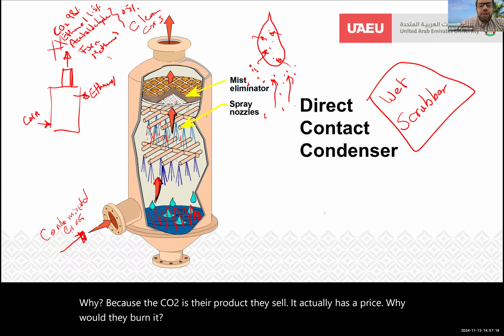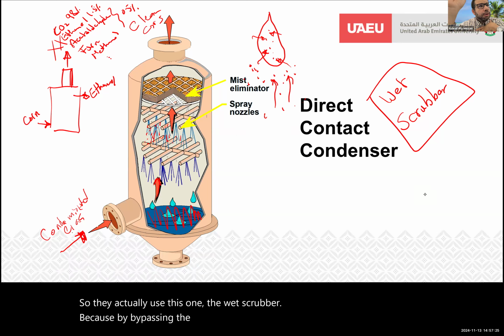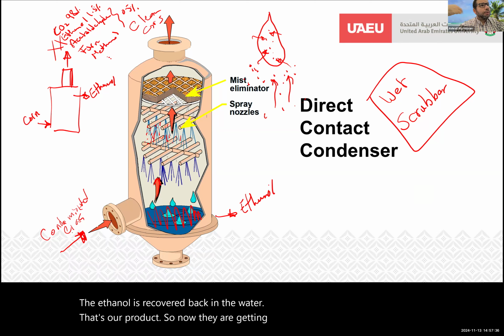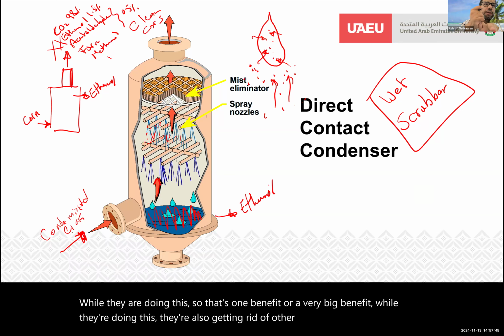So they actually use this one, the wet scrubber. Because by passing the ethanol through this scrubber, the ethanol is recovered back in the water. That's their product. So now they are getting more product. While they are doing this, so that's one benefit, or a very big benefit. While they are doing this, they are also getting rid of other VOCs. That's what I was trying to explain here.